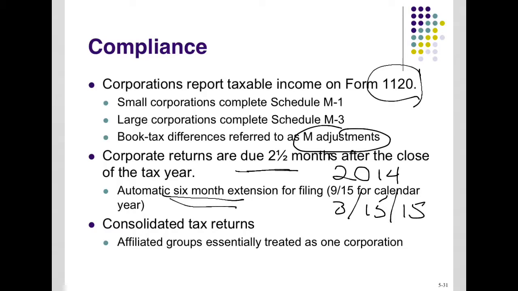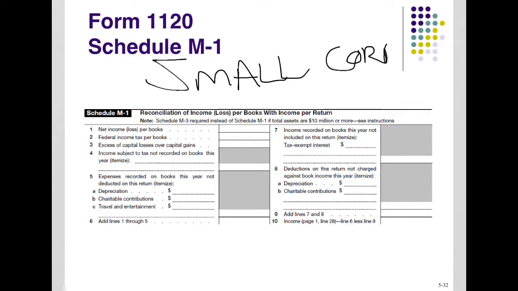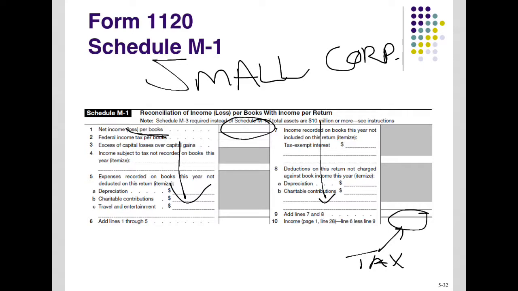All right, we're going to skip over consolidated tax returns, outside the scope of this class. This is a Schedule M1 for small corporations. Check your book to see if it has an illustration of M3 for large corporations. And basically, you should just be familiar with the fact that here it starts with the net income per the books, adds and subtracts a bunch of things to reconcile to the net income for tax. And this gets disclosed. It's part of the schedules of the Form 1120.